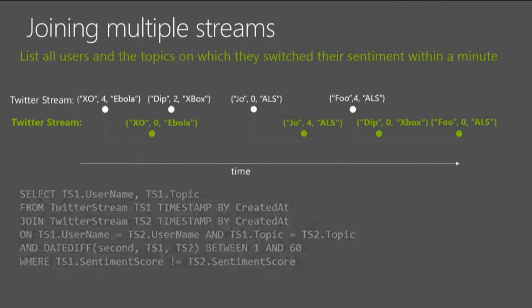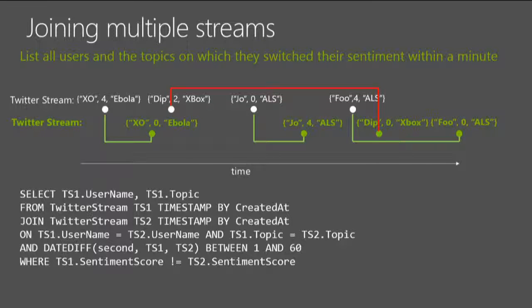Then I can do things like joining multiple streams together. This is very, very important, because this is how I do pattern detection, right? Imagine this is the Twitter stream coming into the system, and I want to find a scenario where a person has changed their sentiment on the same topic, and it's the same person. Complicated things like this, I can write in a very simple SQL-like language.